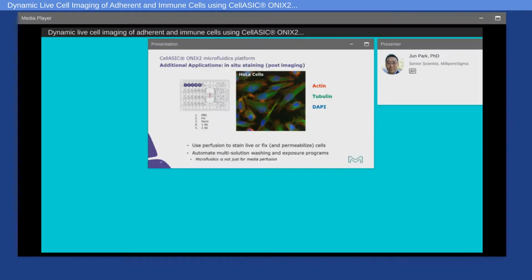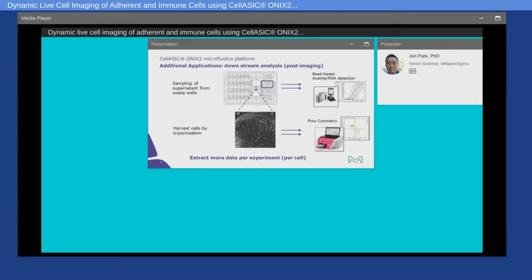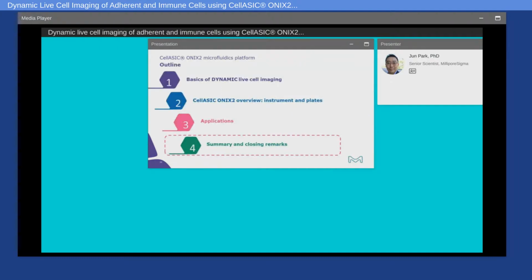In closing out, I would like to mention some additional features of our system. In addition to dynamic live cell imaging, it can be used as an automation platform for tasks such as staining. We can also enable extraction of cells after imaging. For example, trypsinized cells can be interrogated by flow cytometry. Proteins or nucleic acid can also be collected and analyzed as well. That covers our applications overview.